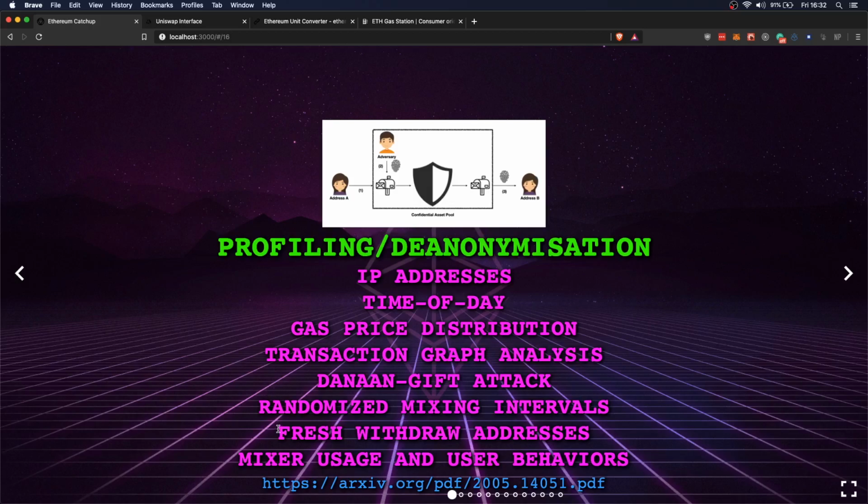Another thing is to always use a fresh address when you withdraw from one of these confidential pools, and then also in general to try and change your behavior surrounding the whole thing, to not have the same behavior on one account as on another account. And this paper is really good. It goes into this stuff in depth. It's definitely the best paper I've seen so far on de-anonymization of Ethereum transactions.